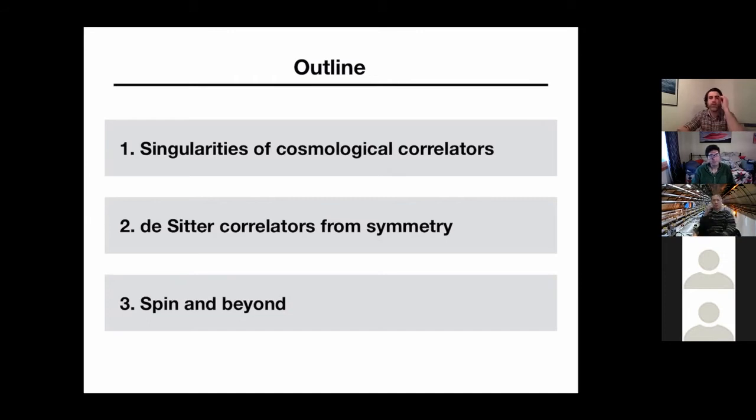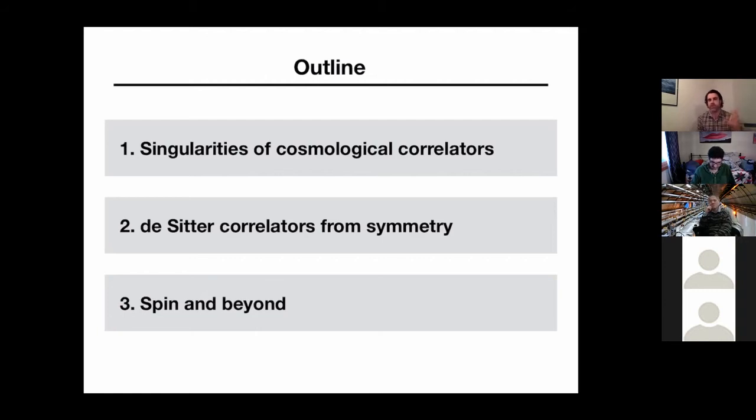Okay, good. So here's sort of the rough outline. First I'm going to tell you a little bit about the singularity structure of cosmological correlators, because it turns out that this is actually a useful handle to get a first grip on what these objects are.